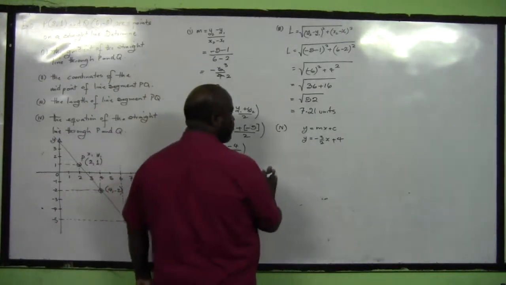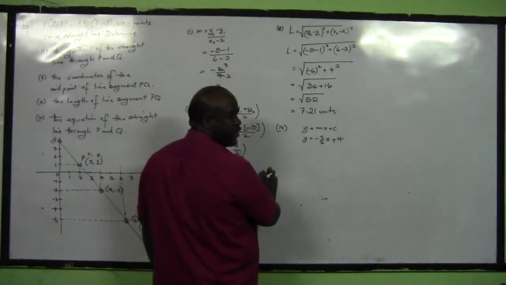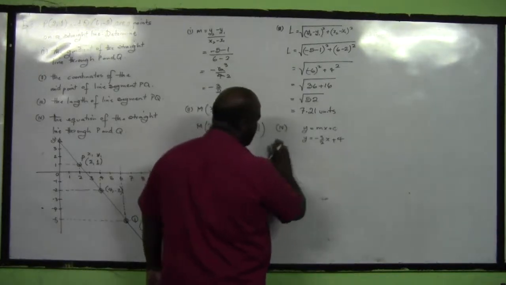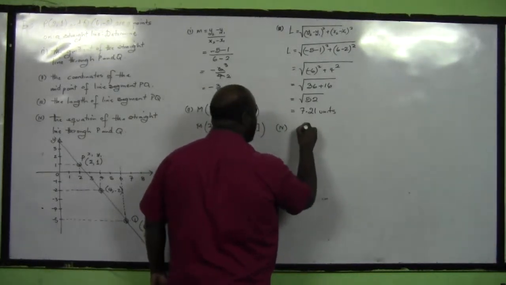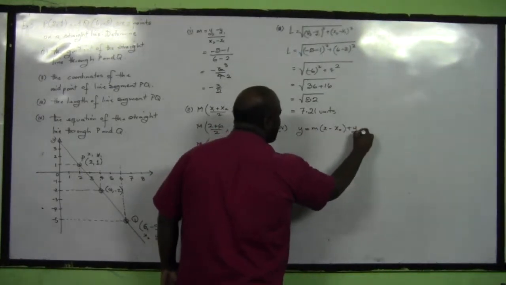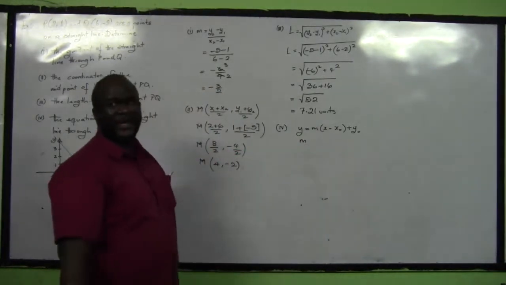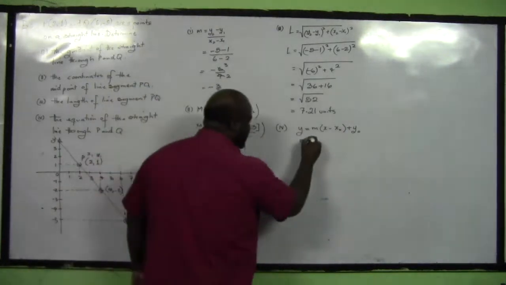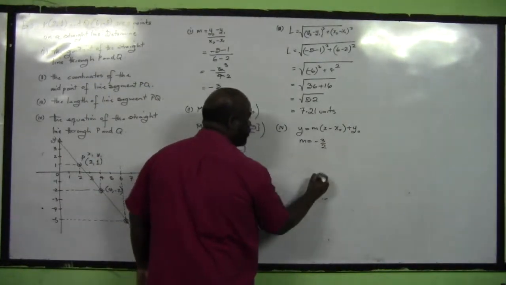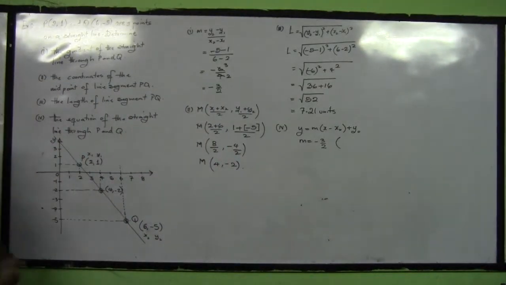But you never change the value of the equation of the straight line? It will not change it. Y is equal to m into x minus x naught, plus y naught. I need m to use this formula. I need the gradient and I need one point on the line. The gradient is minus 3 over 2. One point on the line: I have P and I have Q. It's better if you use Q, there's no negative in it. Alright, so let's use P.